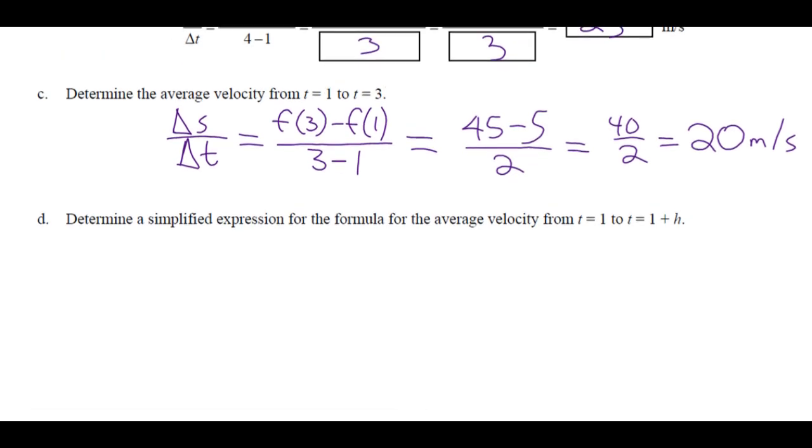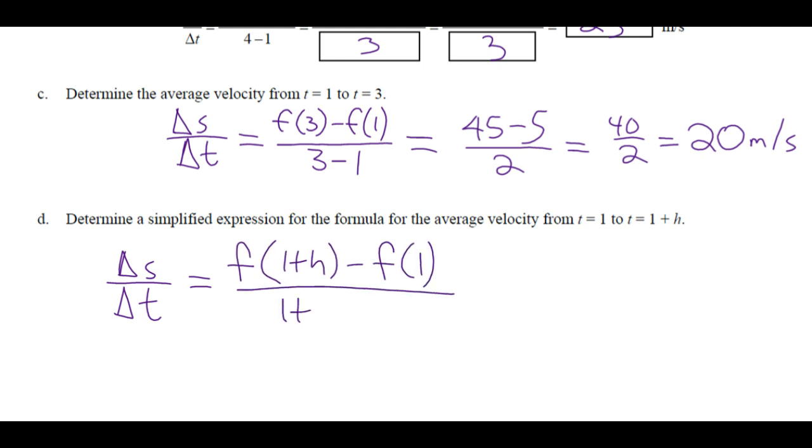Determine a simplified expression for the average velocity from t equals 1 to t equals 1 plus h. We're going to do the same thing, but it's a little bit more general, though. So change in displacement over change in time, delta s over delta t. So f of 1 plus h minus f of 1 over 1 plus h minus 1. I like to bracket that, just to show that it's the 1 plus h.